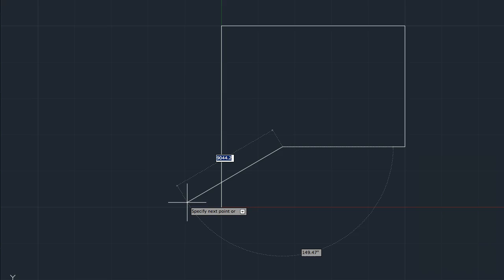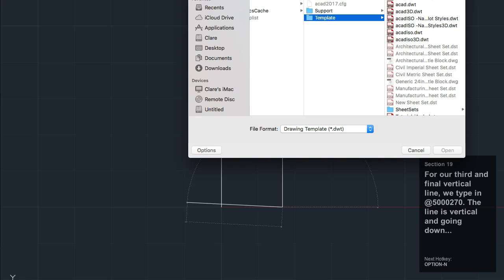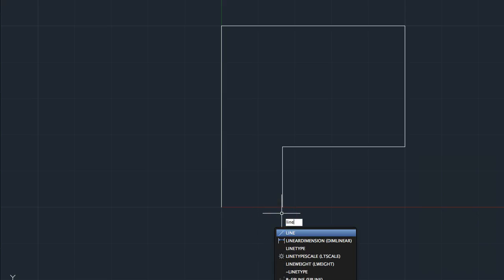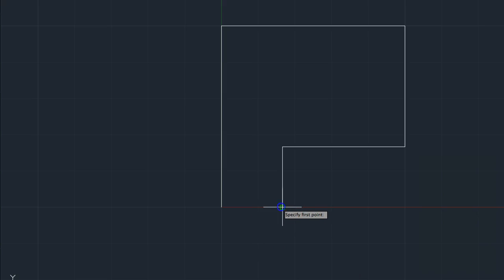For our third and final vertical line, we type in @5,000 with an angle of 270. The line is vertical and going down, so the angle is 270 and not 90. Lastly, we add our final horizontal line by typing @5,000 with an angle of 180. This closes our shape.